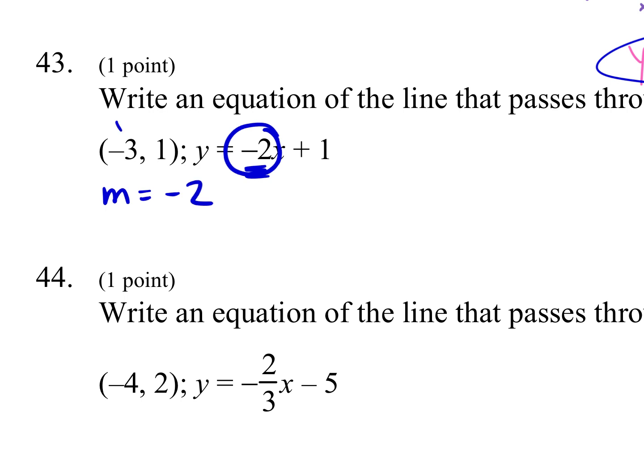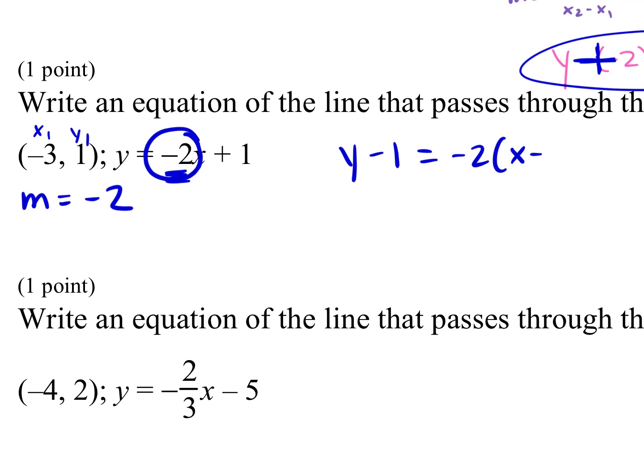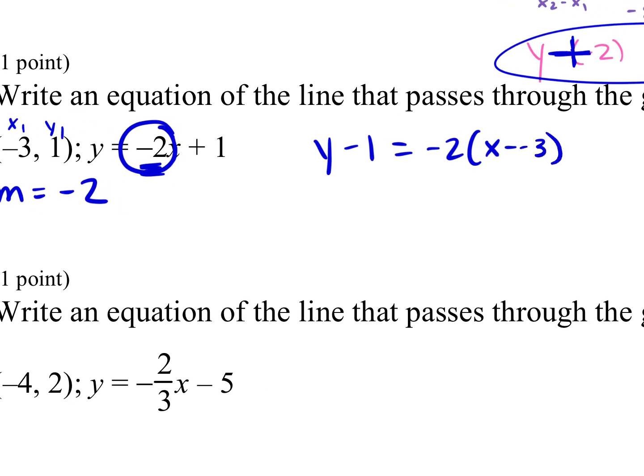Now my point is going to be my x1 and y1. So I'm going to plug that into point slope form. So y minus y1 is equal to -2 times x minus x1, -3. What happens when I minus a negative? Turns into plus. So this would be my equation. Any questions here?